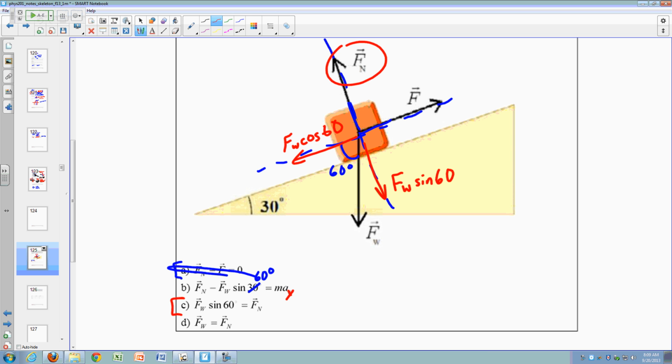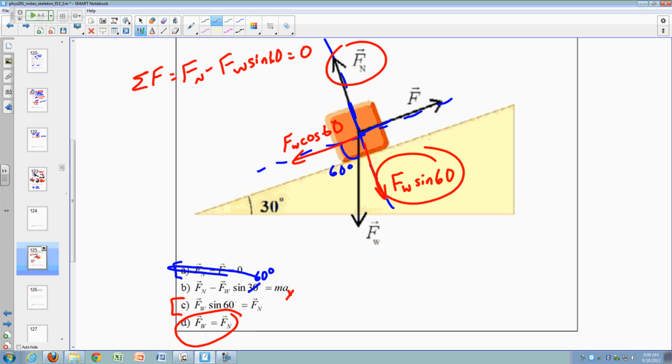I have the normal force is equal to Fw sine 60. That's coming from the sum of the forces equals Fn minus Fw sine 60 equals 0 because the acceleration is 0, so those two forces are equal. And here I have the weight is equal to Fn. That's not correct because it's, excuse me, the y component of the weight, not the actual weight. Good multiple choice question for the test.